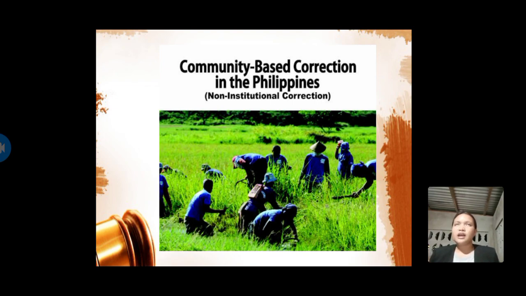So they also help themselves not to be lonely in that facility, where they are just sitting there in the prison. So this community-based correction program is very helpful for those people who deserve it.